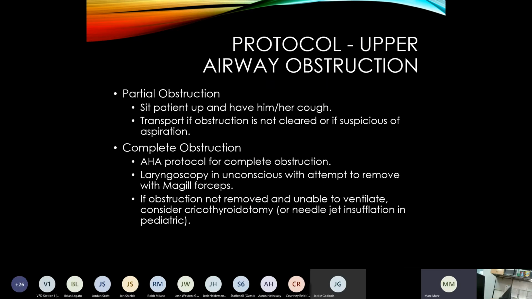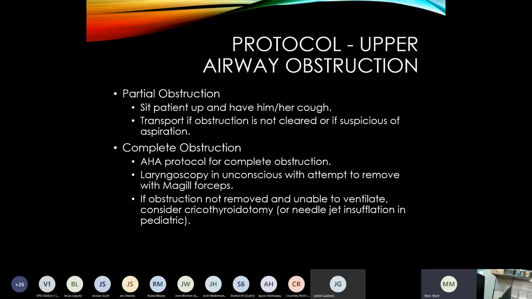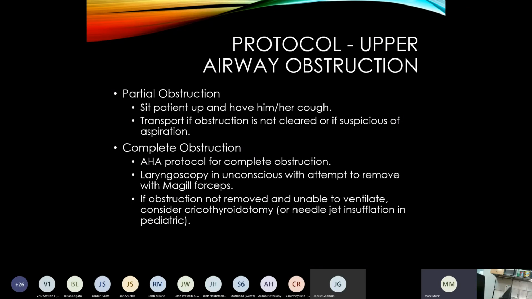If the obstruction is not removed and you're unable to ventilate, consider needle jet insufflation in young kids. Actually doing a cric in an infant or a toddler is not something that we do pre-hospital, but needle jet insufflation as necessary. You can also attempt intubation and maybe push the foreign body down past the carina, past the bifurcation, and help oxygenate them after that.